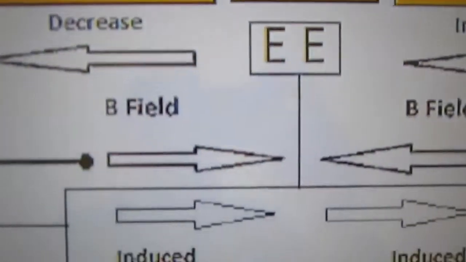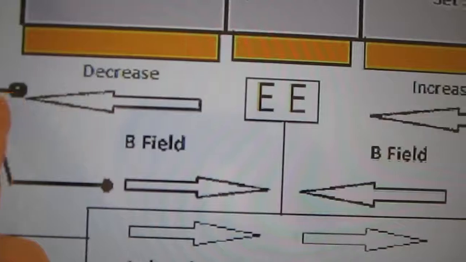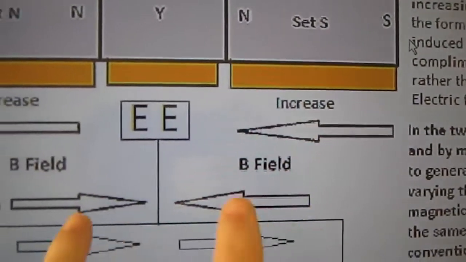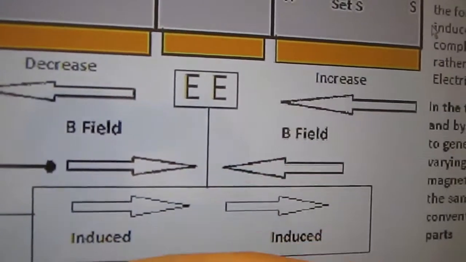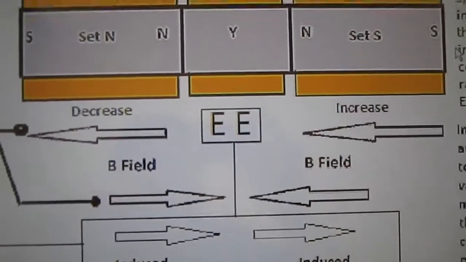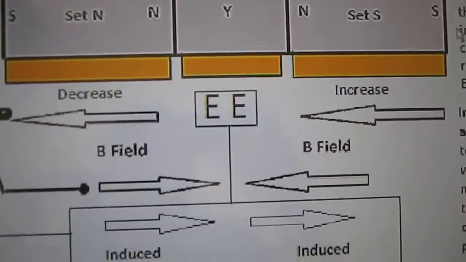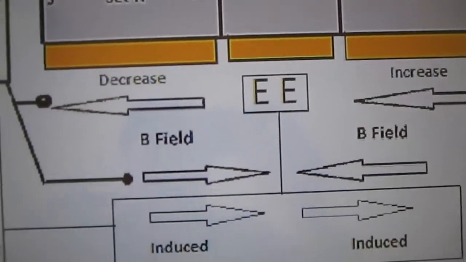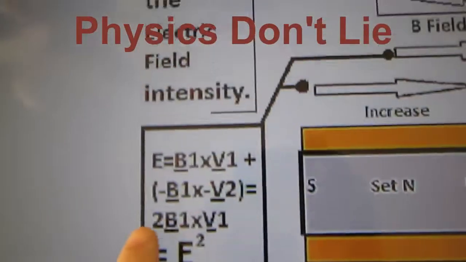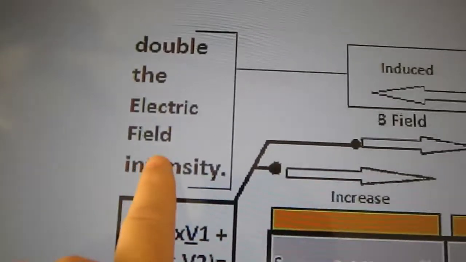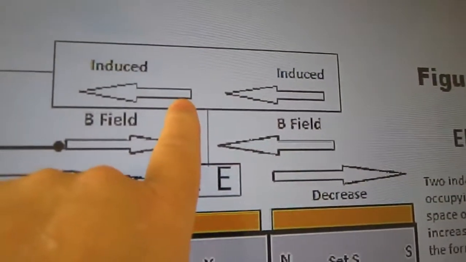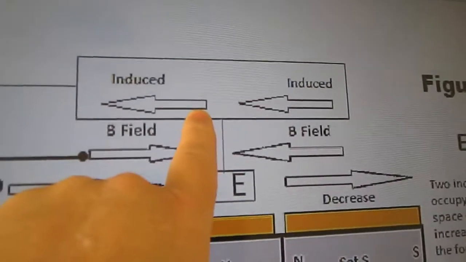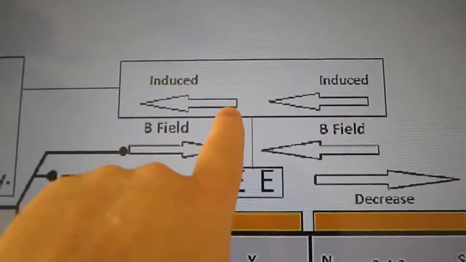And then when you put it the other direction, decreasing this one, increasing this one, your B fields are still opposing, but your induced is in the other direction. This is exactly what I've been harping on for over 2 years, people. The double motional electric field. You get double the intensity because both of them are additive. You can't do that with the north and south face magnet.